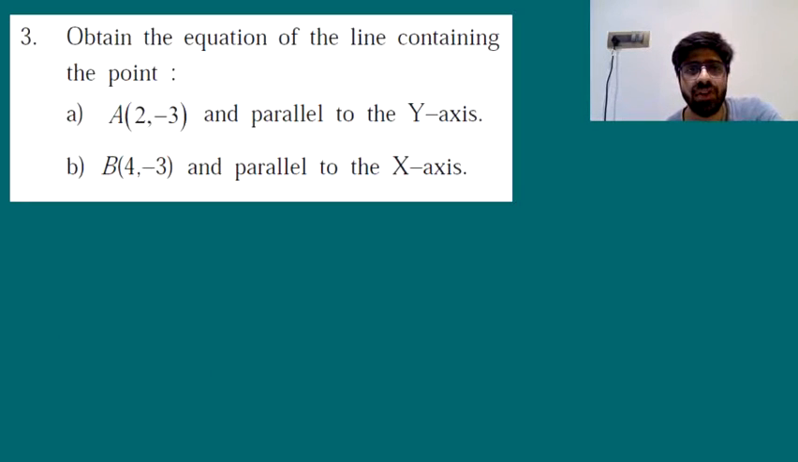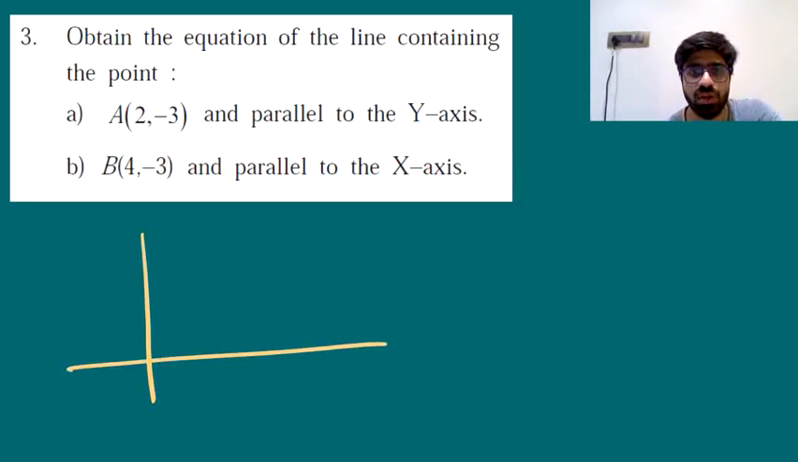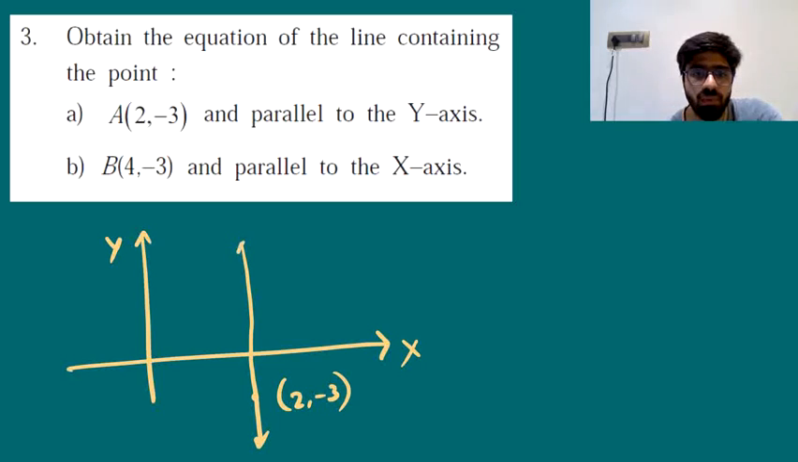You need the equation of line containing the point A and parallel to y-axis. The line is parallel to y means that it is perpendicular to x. That means it's a vertical line. And a vertical line passing through 2, minus 3. 2, minus 3 is a point somewhere over here. A vertical line through it. If the x coordinate of this point is 2, this number out here will be equal to 2.